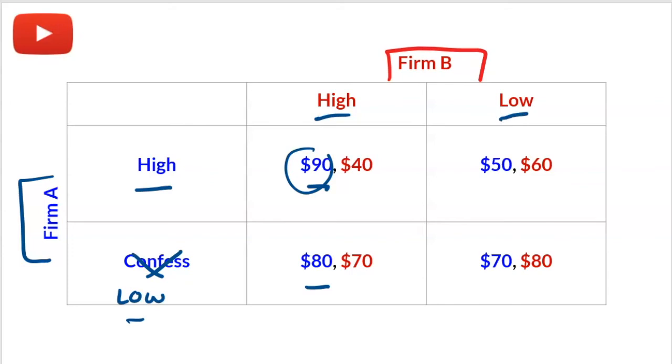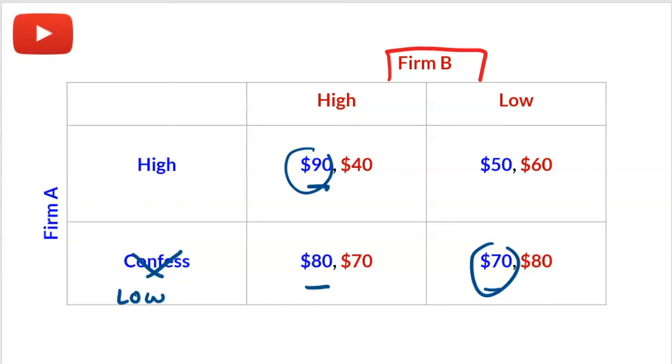Well, if firm B goes low, what is firm A going to do? Well, yet again, firm A can go high and make 50, or they can go low and make 70. Firm A then has an incentive to go low here. So we are going to say that firm A does not have a dominant strategy, right? Because firm A is either going to go high when firm B goes high, or they're going to go low when firm B goes low as well. Well, what about firm B? Does firm B have a dominant strategy?